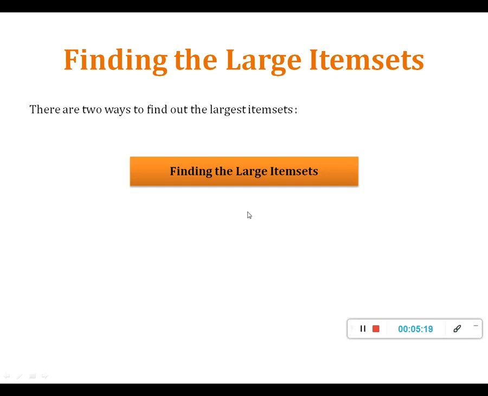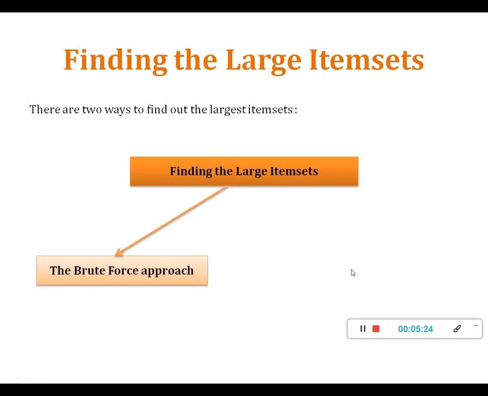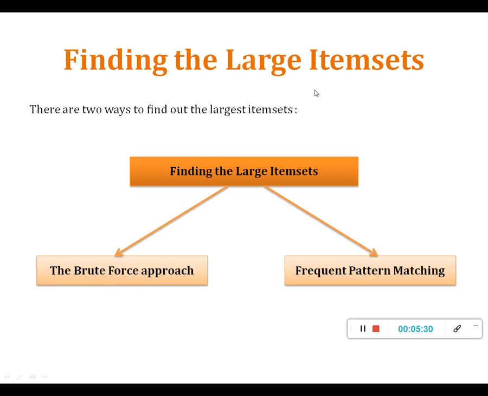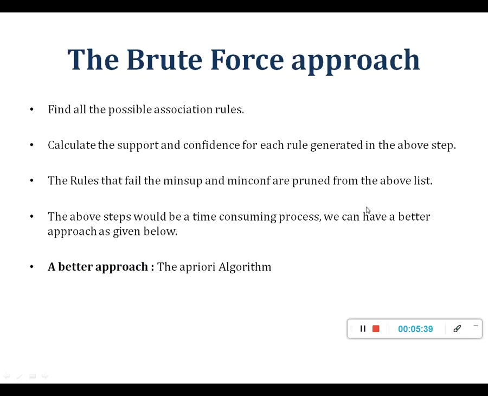So how are we going to find the large elements in our data set? There are two methods we are using. The first is the brute force approach, the normal approach we use, and the second is frequent pattern matching. The brute force approach is closely related to our market basket analysis, and we will see what frequent pattern matching is today.